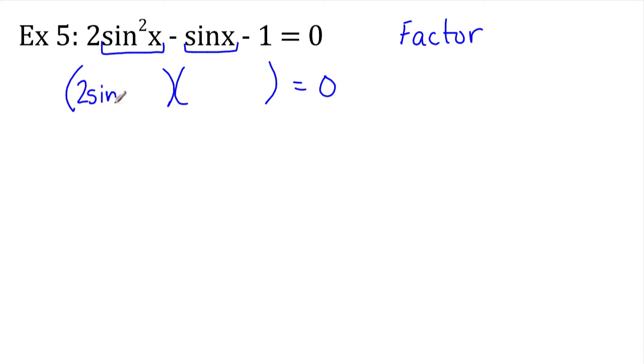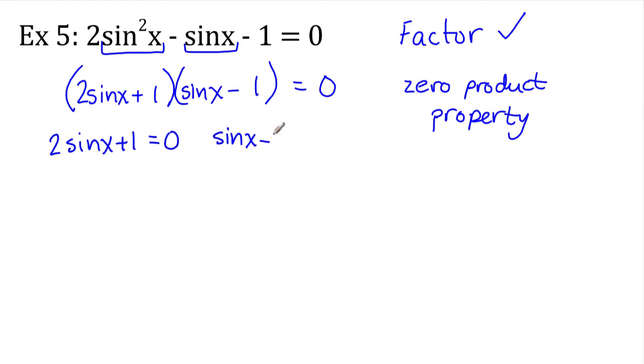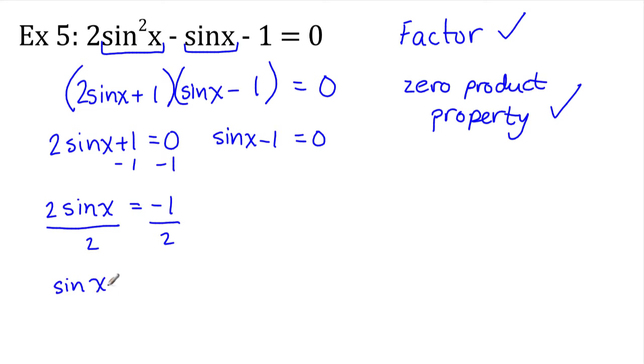The same exact factoring properties apply for sine of x. So we can factor this quantity into 2 sine of x plus 1 multiplied by sine of x minus 1. Now we can just set each factor equal to 0 and then solve. So doing this, we get sine of x equals negative 1/2 and sine of x equals 1. Yet again, referencing your unit circle, which angles will the sine value be equal to negative 1/2? This happens in two places, at 7 pi over 6 and 11 pi over 6 radians.